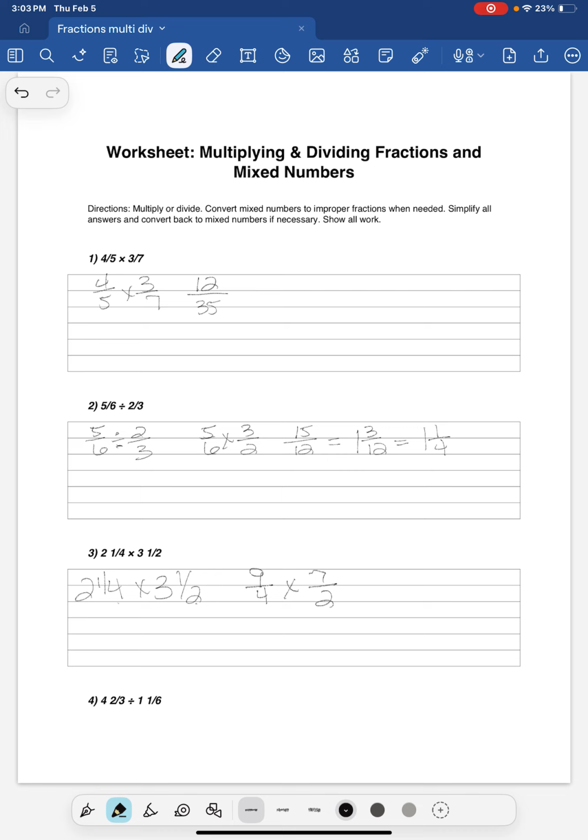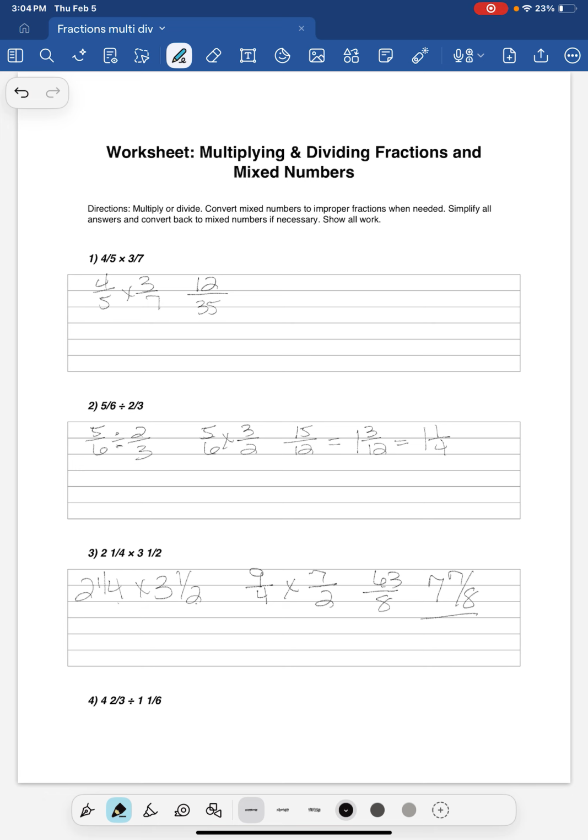So you have 9 times 7, so you have 63. And you have 4 times 2, so you have 8. And so then what we're going to do is get out our calculator and divide 63 by 8. And that's going to give us 7. And 7 times 8 is 56. So we're going to have 63 minus 56 equals 7, giving 7 7/8. So that is your answer to that problem.